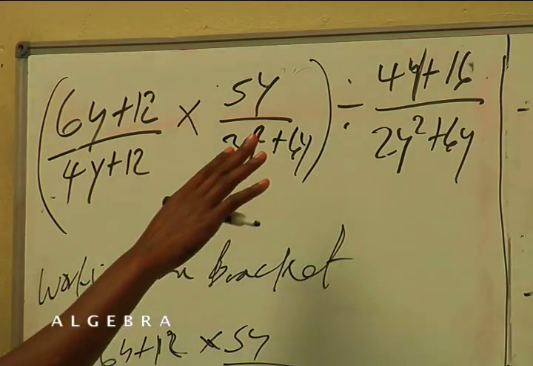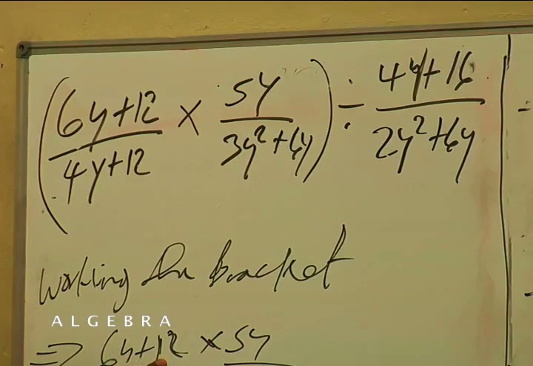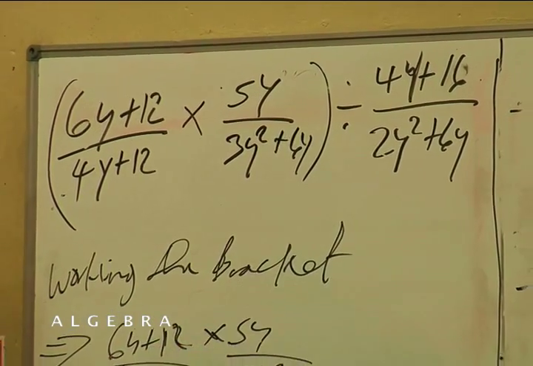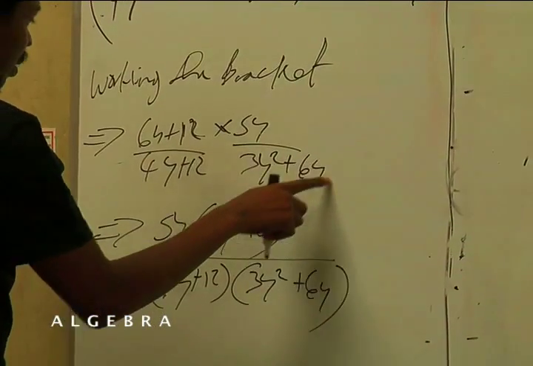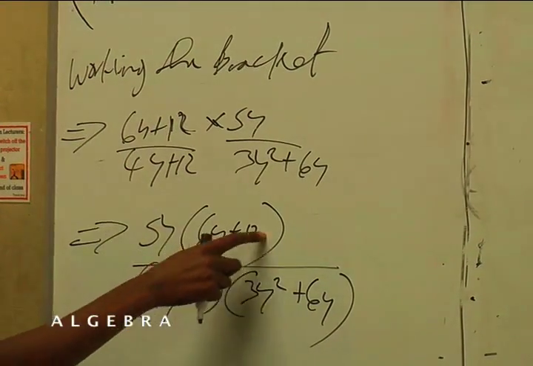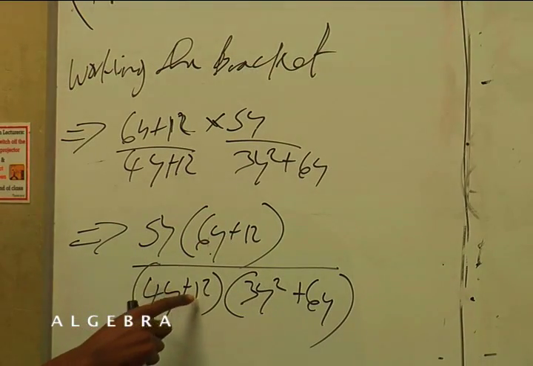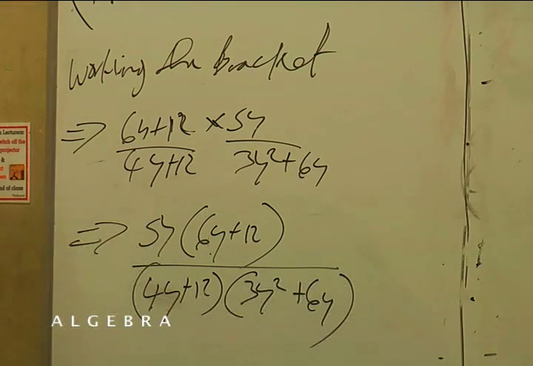So we have to multiply out. I'm going to work the bracket. 6y plus 12 times 5y over 4y plus 12 times 3y squared plus 6y. 5y times 6y plus 12 over 4y plus 12 times 3y squared plus 6y.